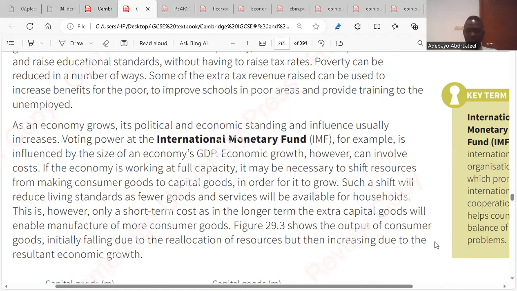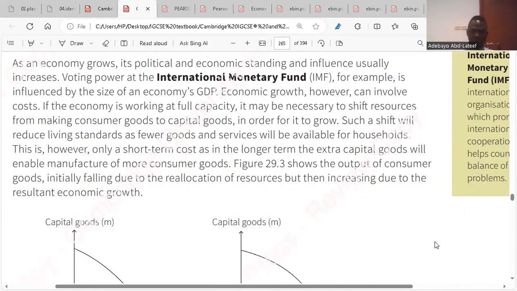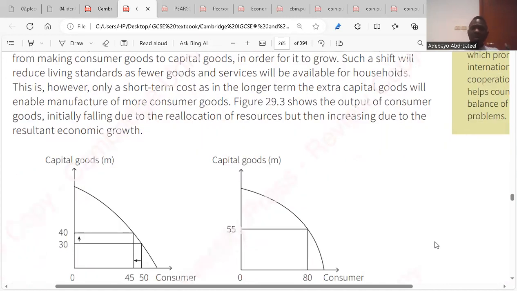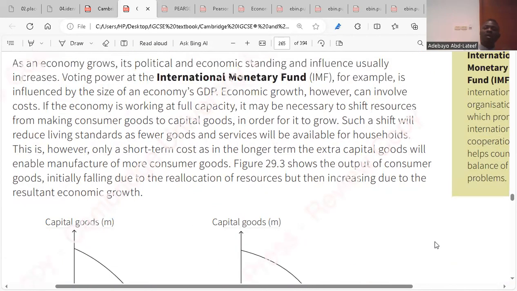In order for it to grow, such a shift will reduce living standards as fewer goods and services will be available for households. This is, however, only a short-term cost, as in the longer term, the extra capital goods will enable manufacture of more consumer goods. So if the economy wants to survive in the long run, the economy must shift from producing consumer goods to producing capital goods. But it comes at a cost.